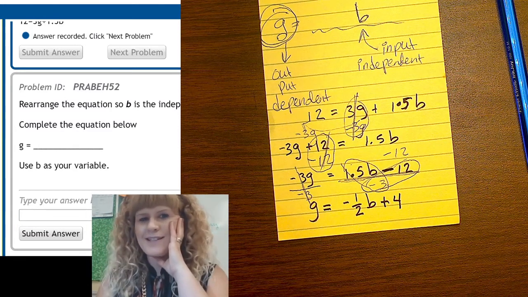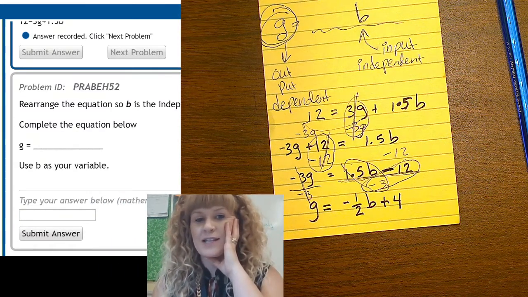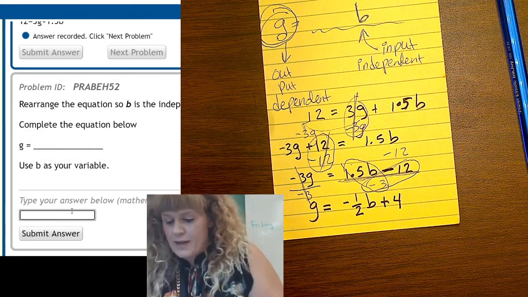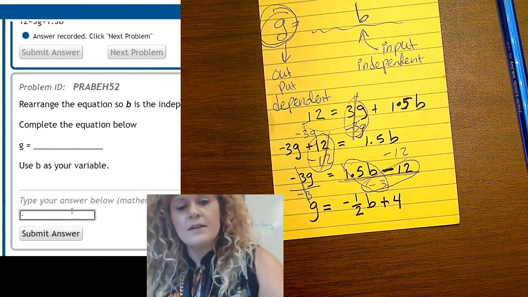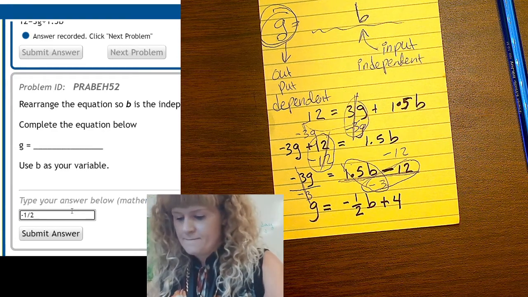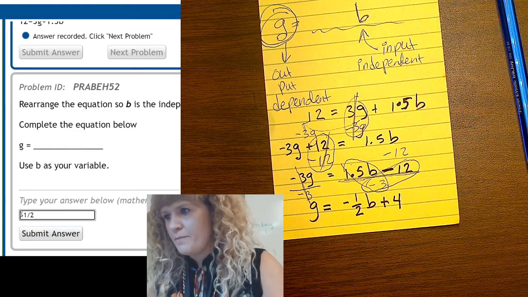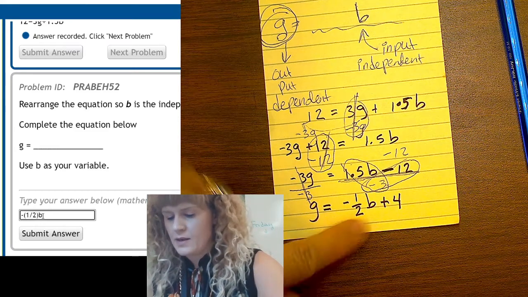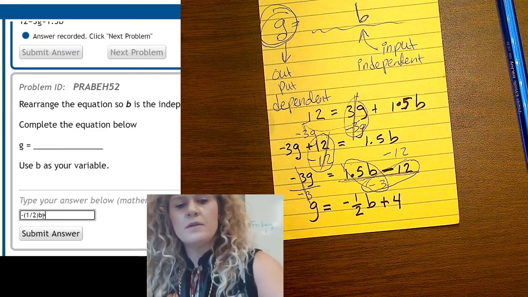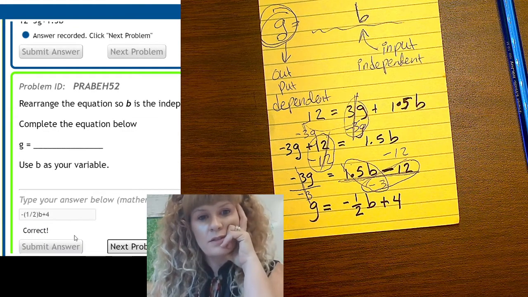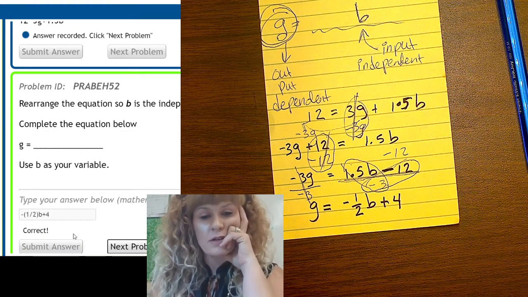Okay, let me enter this in and see if I got it correct, because I didn't check it. And I don't know if there's a format I should be entering it in. But anyway, I get negative 1/2, and I'm going to put that in parentheses, like that. Negative 1/2 B plus 4. It says correct. So, wow, I guess the parentheses are good.